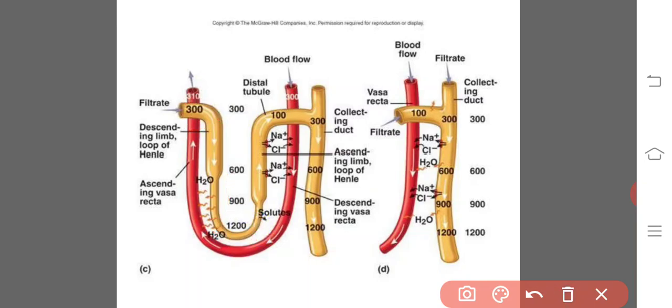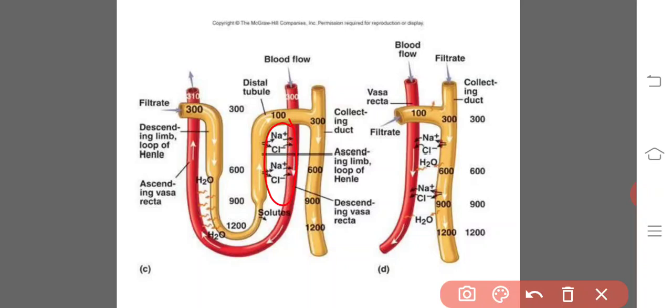Okay, then if you observe the ascending limb of the Henle's loop, this ascending limb is impermeable to water but permeable to ions, otherwise salts. Impermeable to water but permeable to salts, so the NaCl present in the ultrafiltrate comes out and is pushed into the medullary tissue from the ascending limb. This removal of NaCl always takes place.